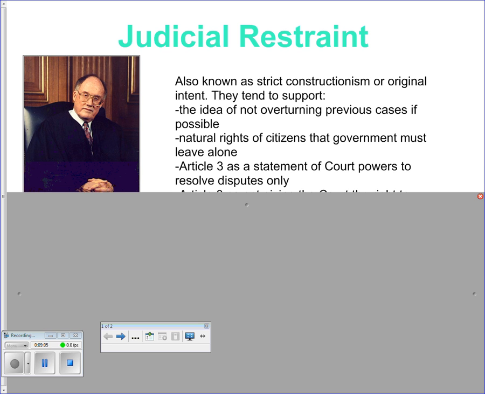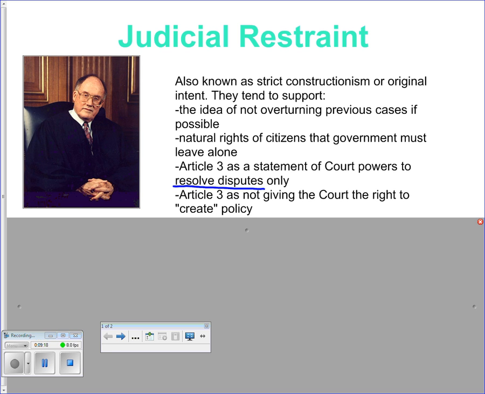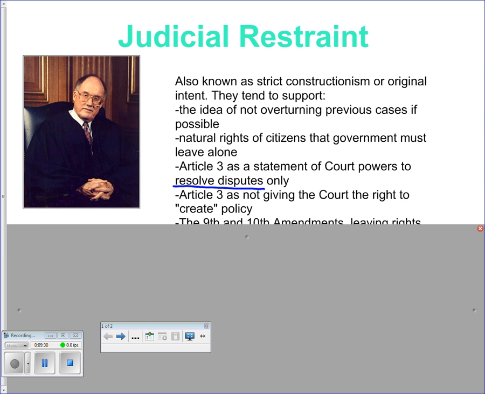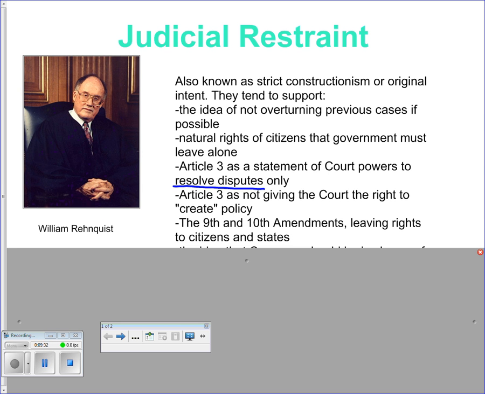Article 3 says the court is only there to resolve disputes, that there is no power to make policy there. So if there's a dispute, you rule on it and you leave it at that. They generally defer to elected bodies to make decisions. Article 3 does not give the court the right to create policy. So if there's a policy passed by a legislative body, you allow it to continue, unless it's unfair, and then you strike it down and go back to the previously existing law.